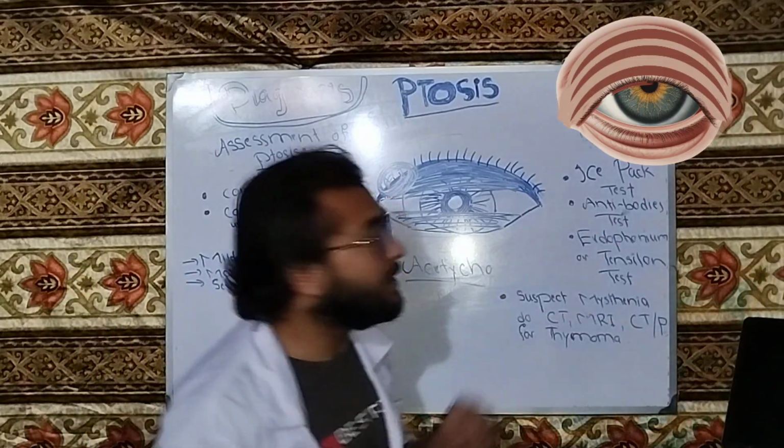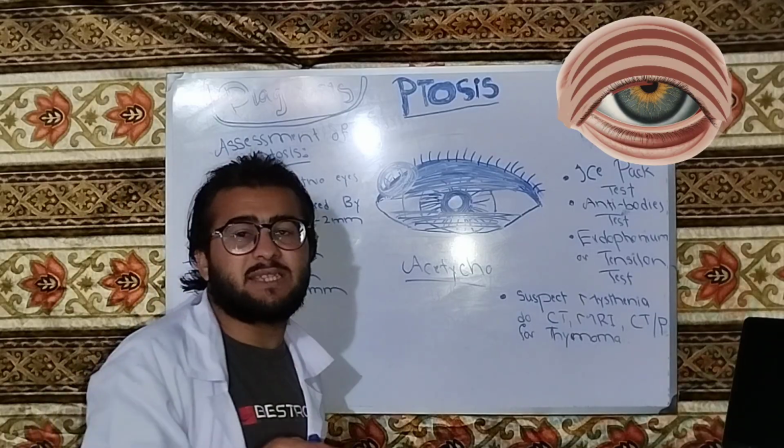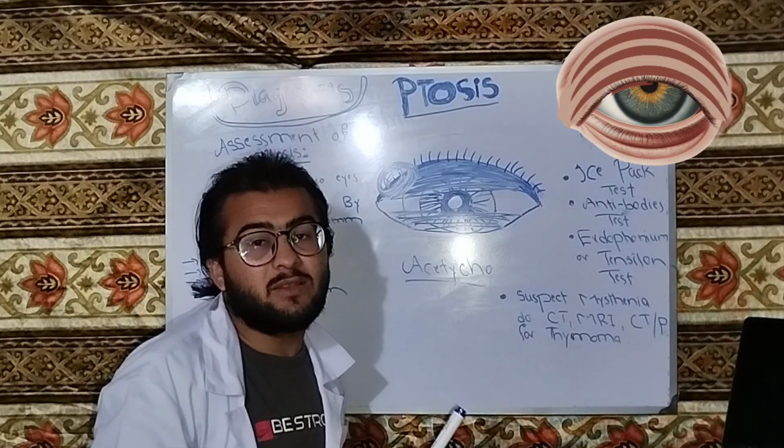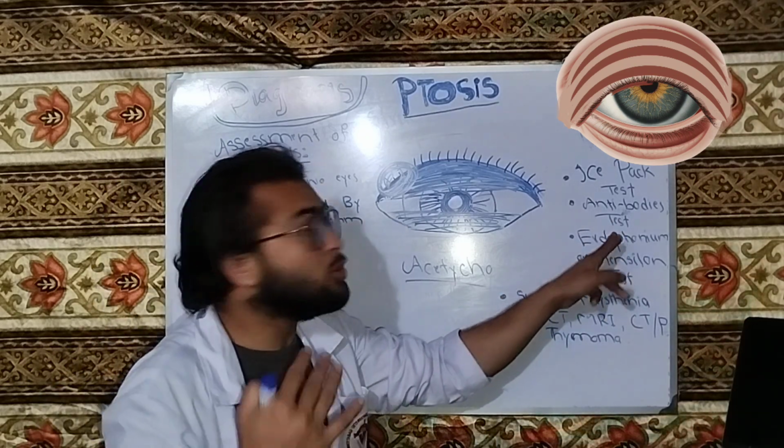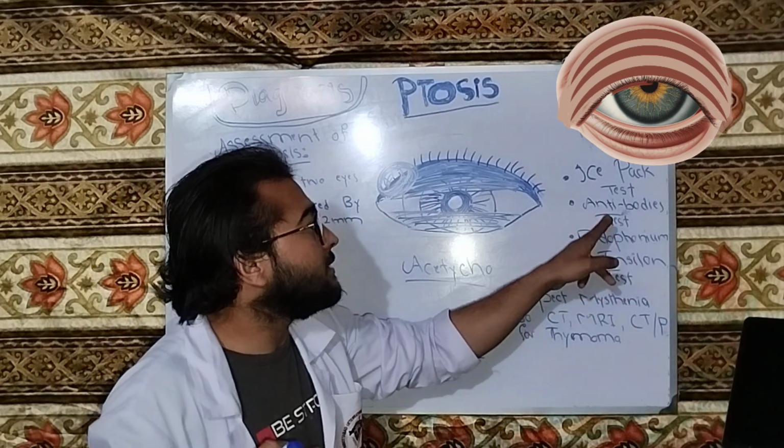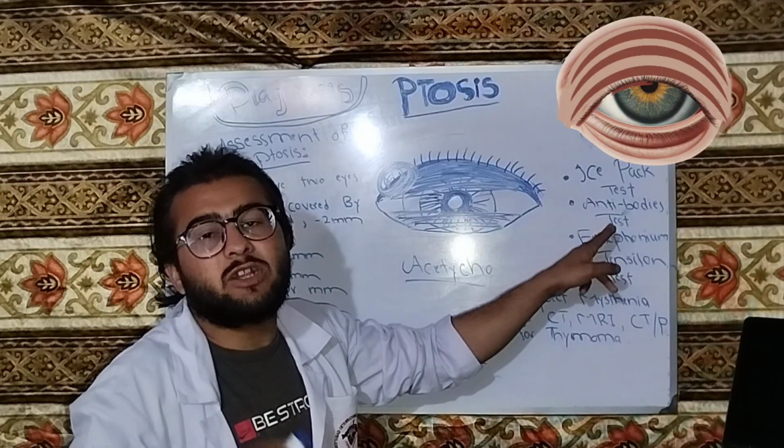The next test is the antibodies test. We know that in myasthenia gravis there are autoantibodies against the acetylcholine receptors. So we will do serology, and we can find the autoantibodies in the blood.